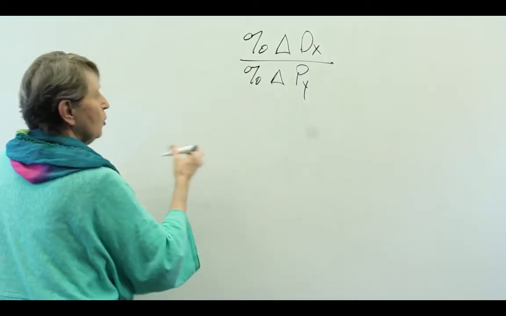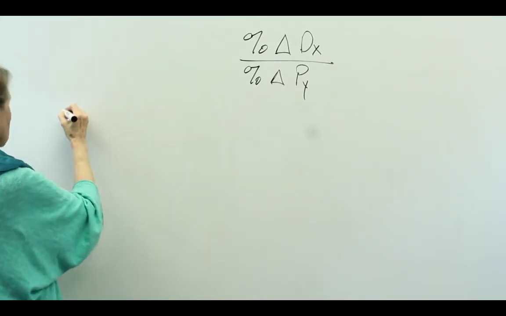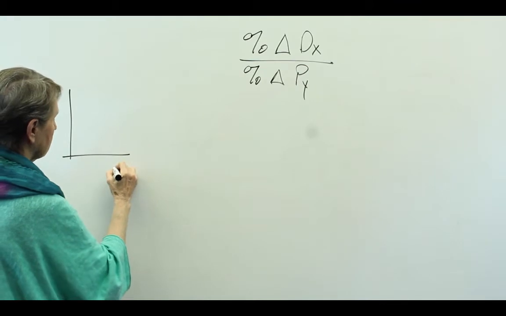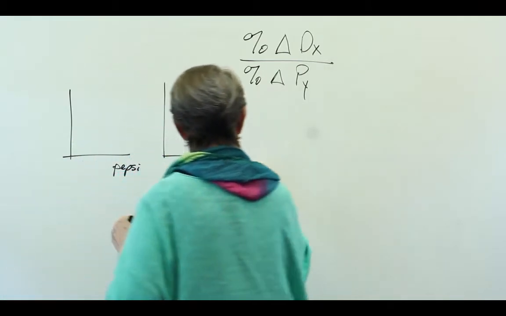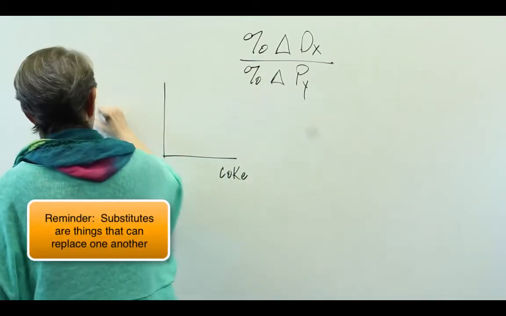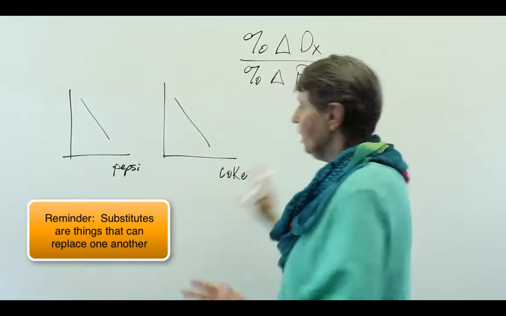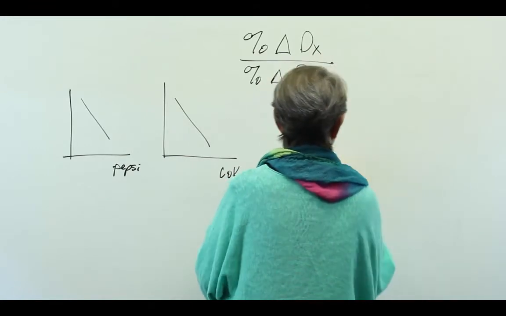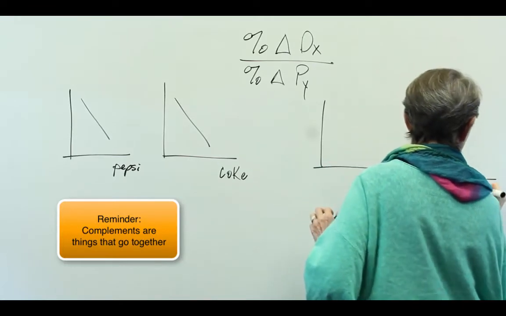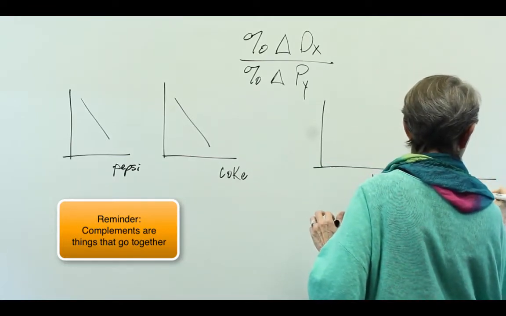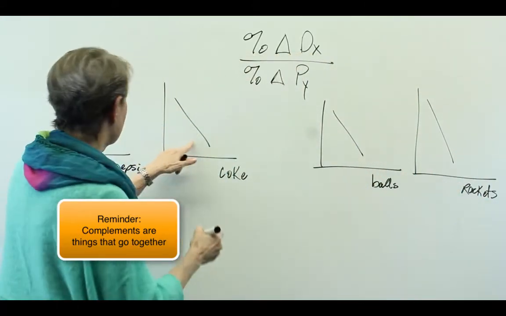And so, let's just put an example here. This will be Pepsi, and this will be Coke. There's a demand for Pepsi, there's a demand for Coke. And over here, so these are substitutes. Over here I'm going to put complements. I'm going to put tennis balls and tennis rackets. There's a demand for tennis rackets, there's a demand for tennis balls, there's a demand for Coke, demand for Pepsi.